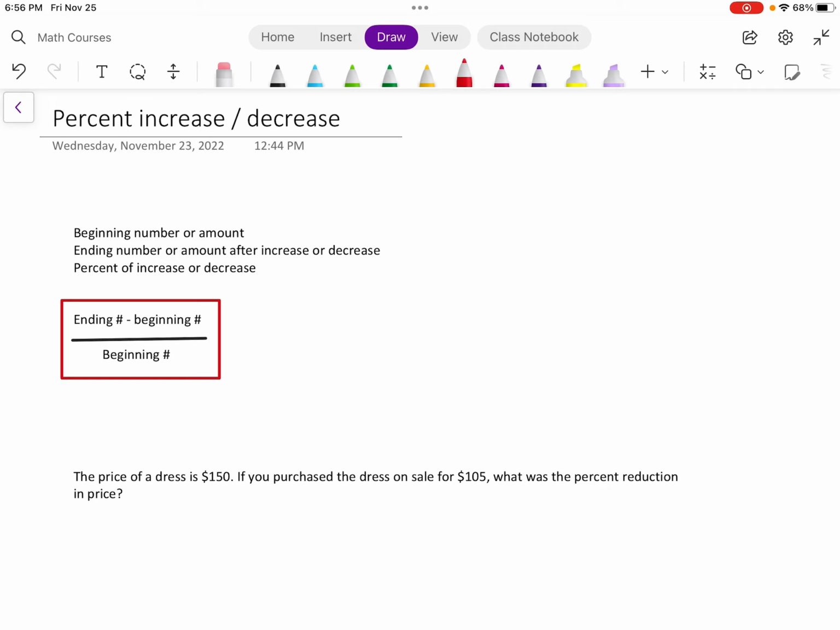So the formula that we're going to use is the ending number, subtract the beginning number, and then divide it by the beginning number. The important part is to always put your original or beginning number in the denominator.